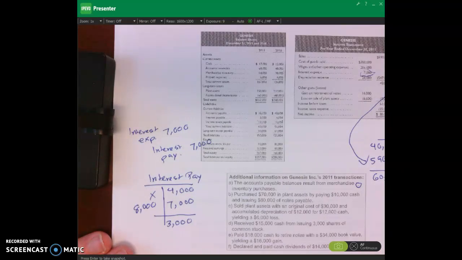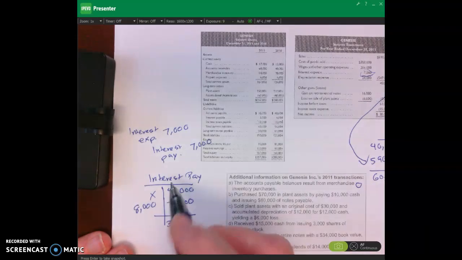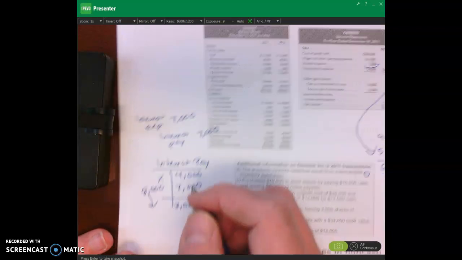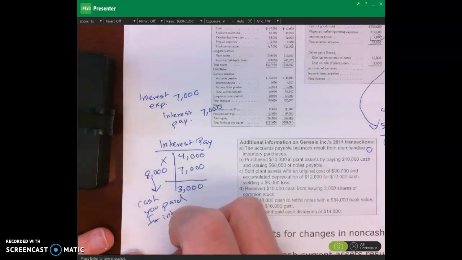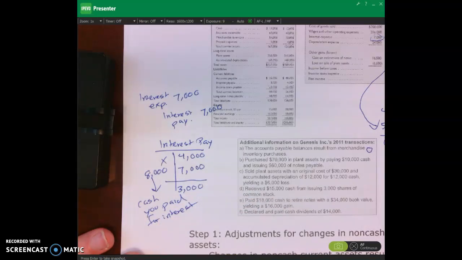Now, when would I debit an interest payable? When do I debit a payable? Think about accounts payable. When do we debit accounts payable? We pay it off, right? To pay off an accounts payable, the journal entry is debit accounts payable, credit cash. Or in terms of interest, debit interest payable, credit cash. So this corresponds to that credit to cash. What does this $8,000 represent? How much cash you paid for interest.